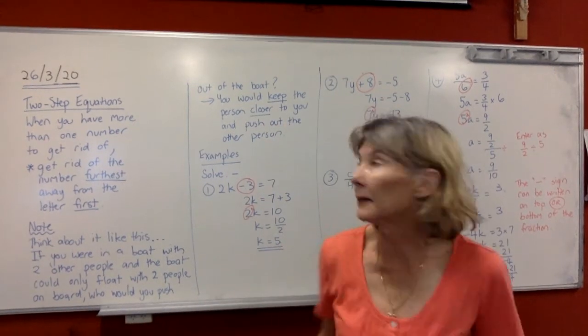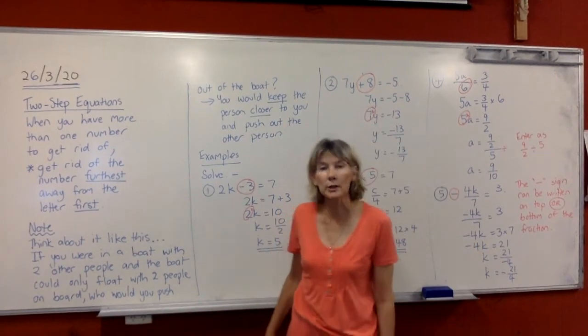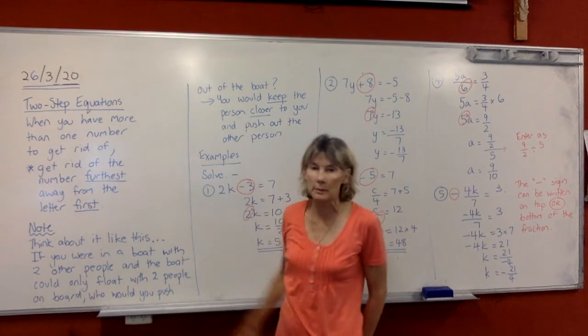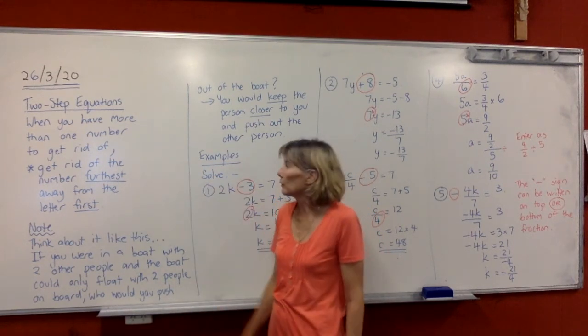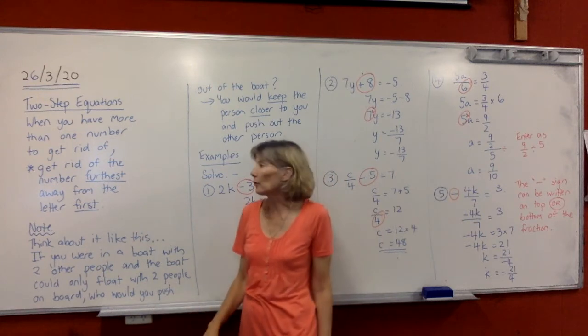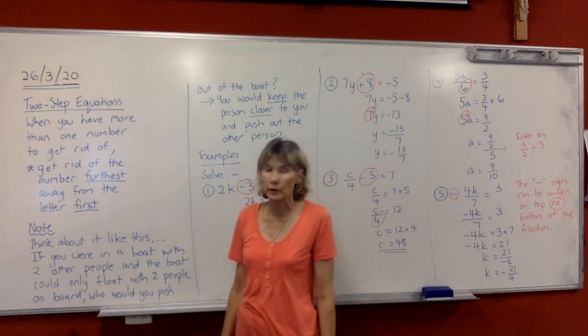Okay, so we're back again. So this time we're going to try some harder equations, some two-step equations. So when you have more than one number to get rid of, you get rid of the number that's furthest away from the letter first.